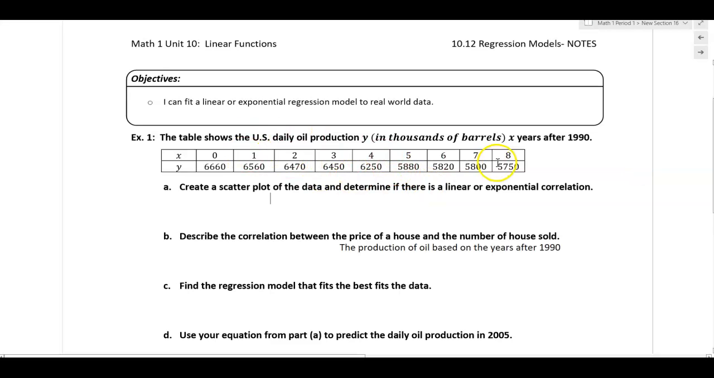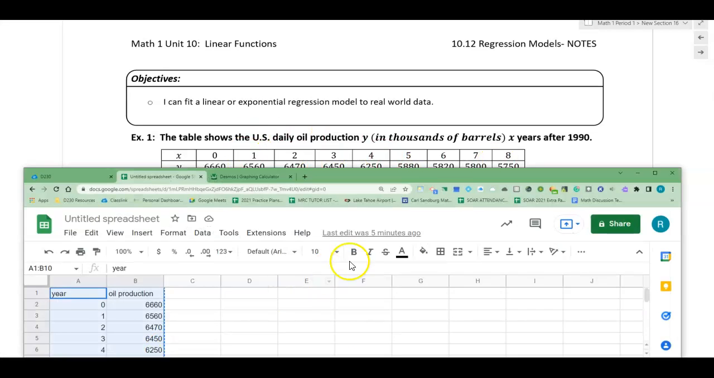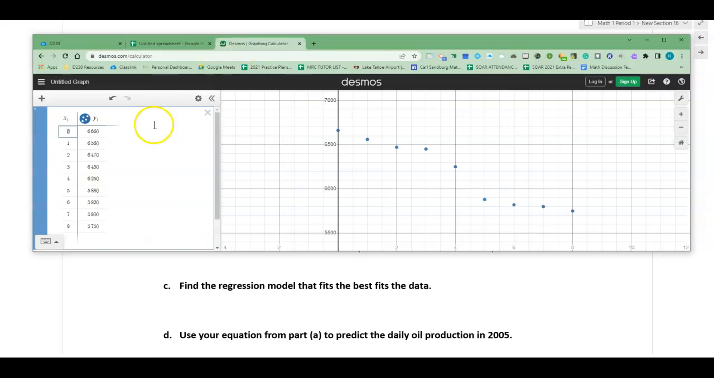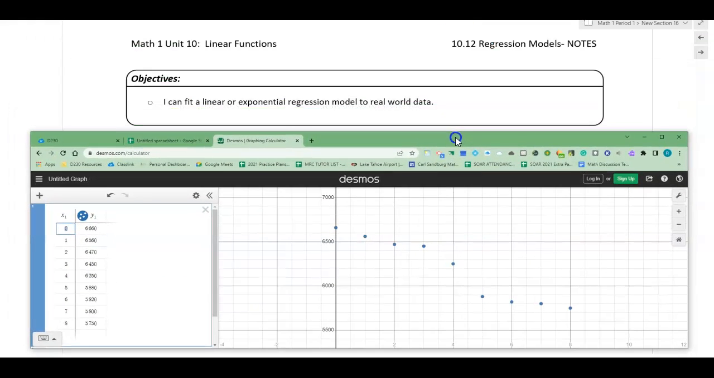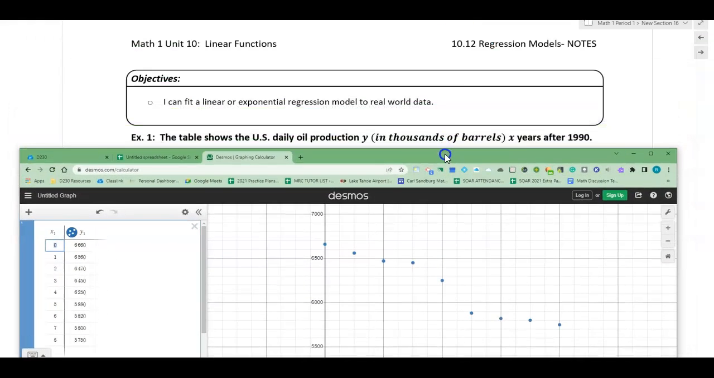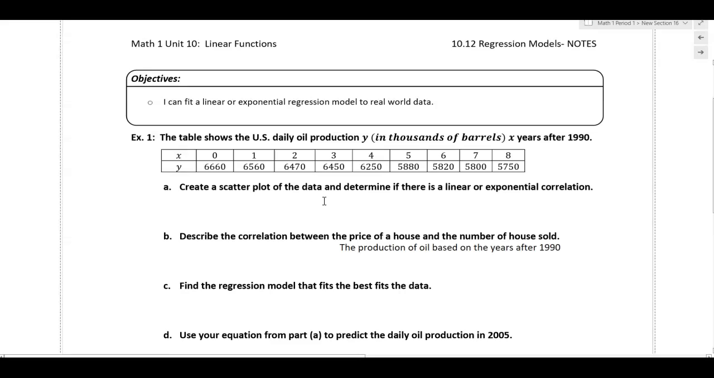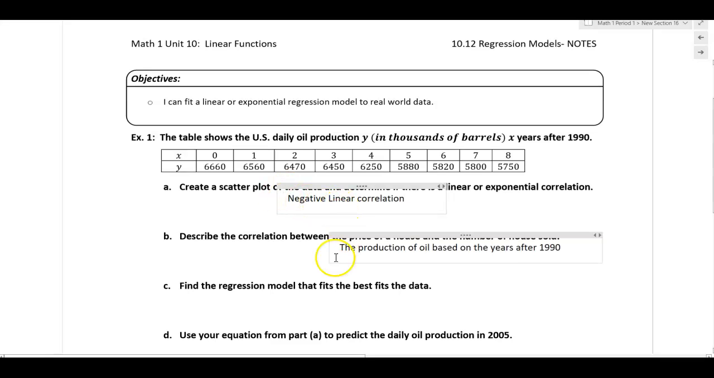So now what I've done is I've taken this data and entered it into a Google Sheet. Now I'm going to copy that data, go over to Desmos, and paste it in there. And as you can see, we see a correlation of all of this data. We notice that it happens to be a linear correlation. If we were to draw a best fit line, we know it would have a negative slope. So we would say that this data has a negative linear correlation.